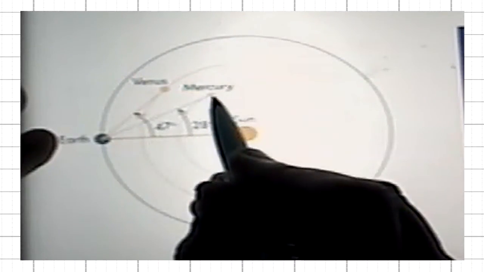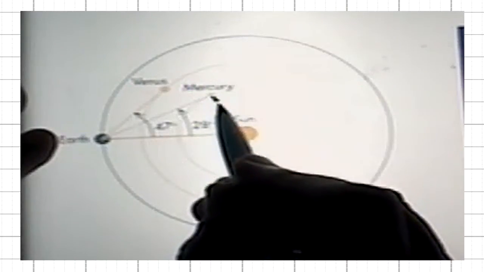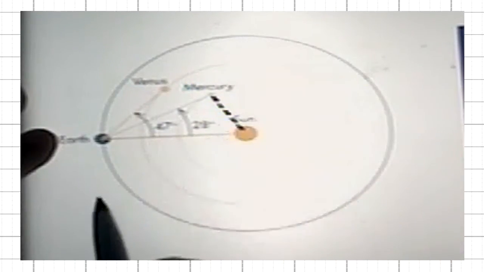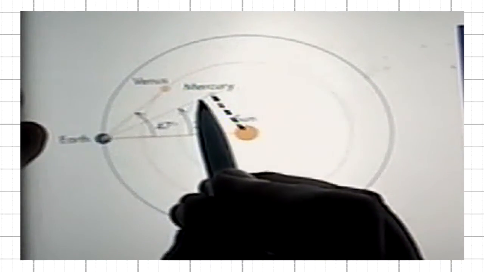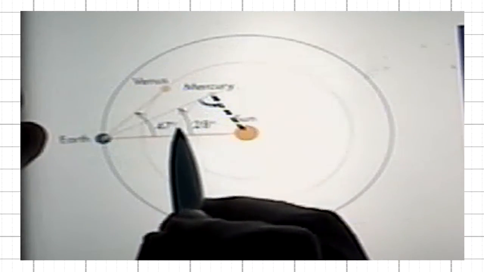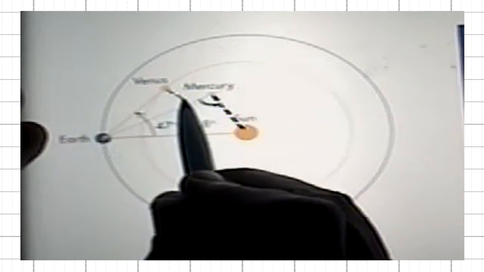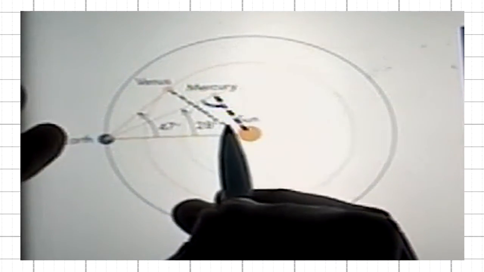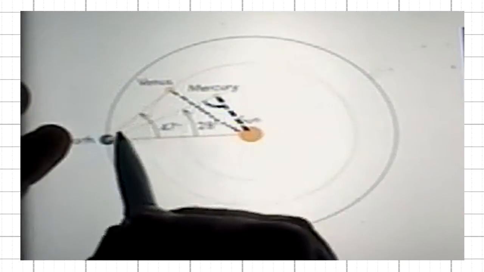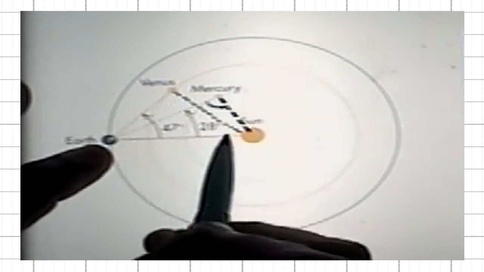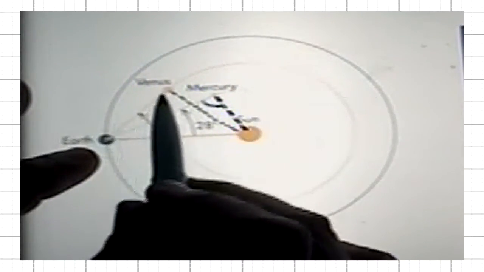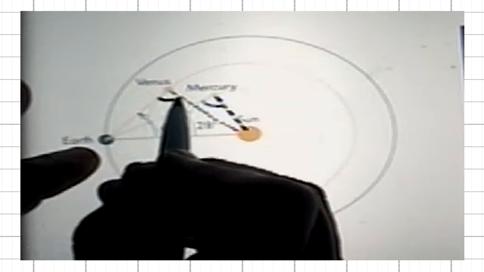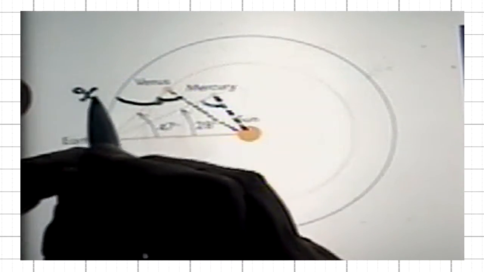So we see them at the largest angular distance when the line joining the planet, say Mercury, and the Sun, and the line joining the Earth and Mercury forms a right angle, 90 degrees. The same in the case of Venus. We see Venus at the largest angular distance from the Sun when the line joining Venus with the Sun is perpendicular to the line joining Earth and Venus. So when this angle here is 90 degrees.